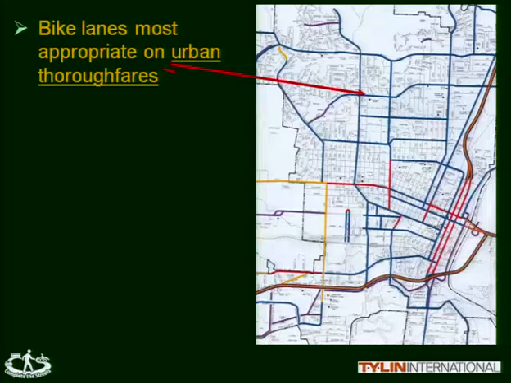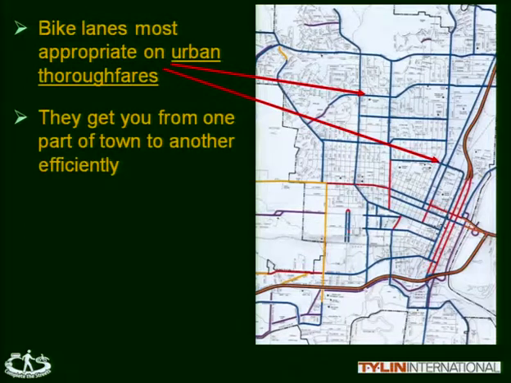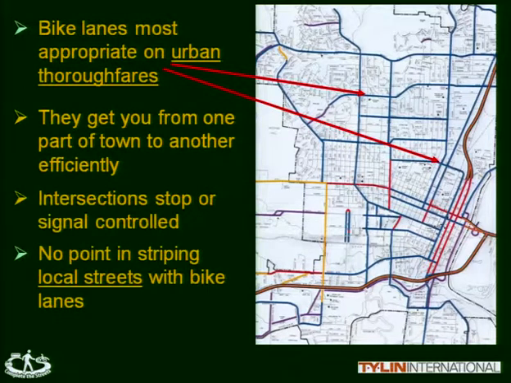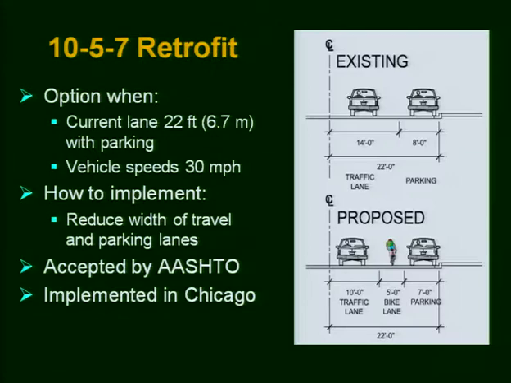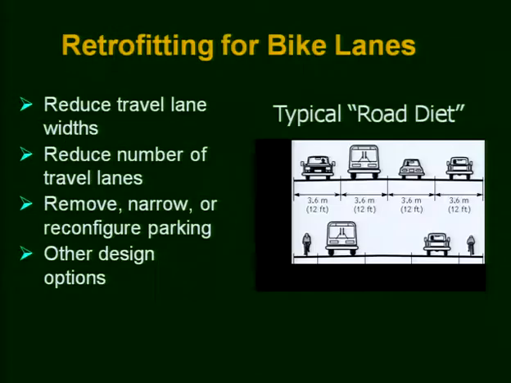Provide space on streets, and bike lanes are the best way of doing that. They get you from one part of town to the other. You don't need bike lanes on your local streets. Where do you get them? Reduce the travel lane width. We already talked about that. We did this where we had a 44-foot wide street, and we went from 8, 14 to 7, 5, and 10. Total crashes went down 10 to 15%. You do the road diets.